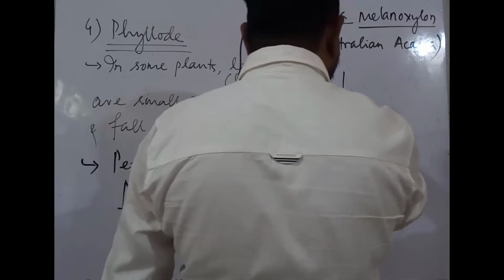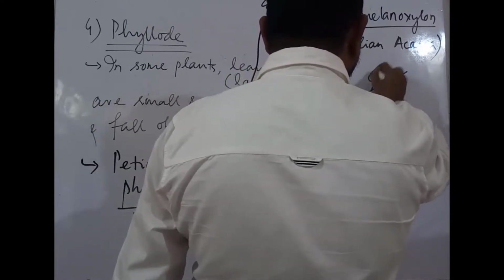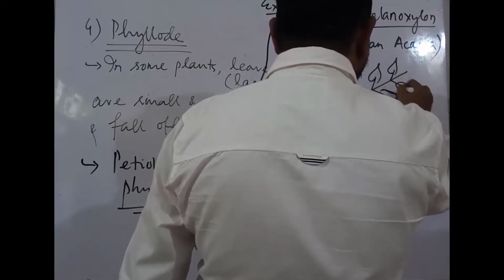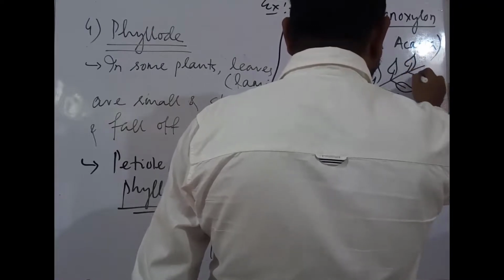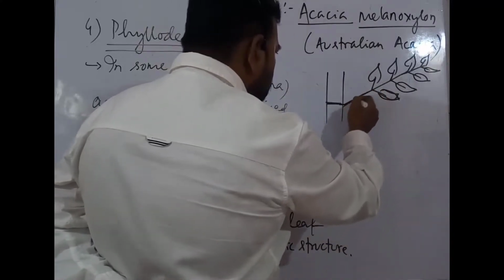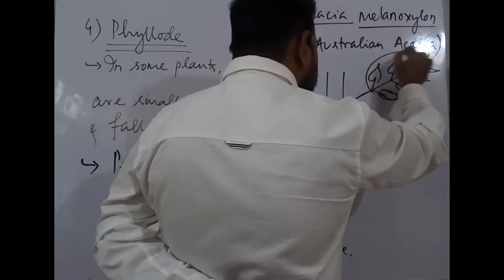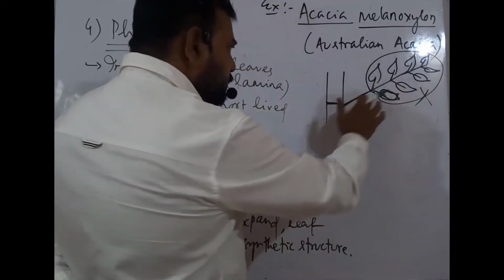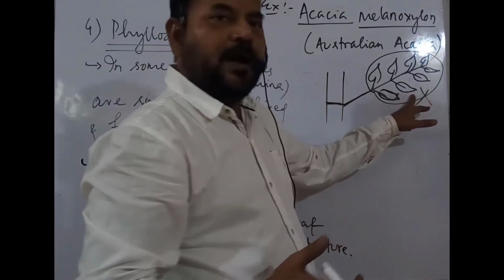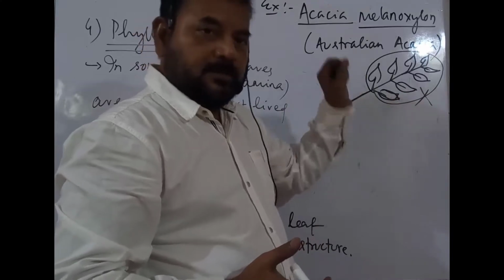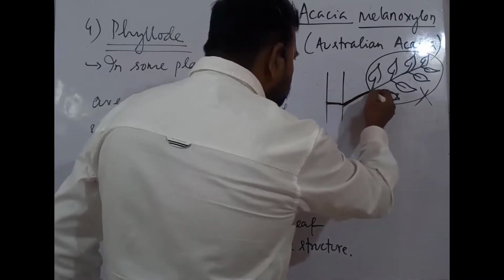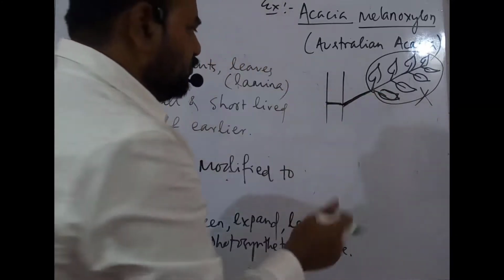Suppose this is the leaf, this is the stem, and it has compound leaves. So many leaves on a branch. These are lamina, short lamina, small lamina. So here, this is the petiole. When this lamina falls off, there is no structure for photosynthesis, because this lamina will fall off very soon. So this petiole becomes an expanded green leaf-like structure like this.